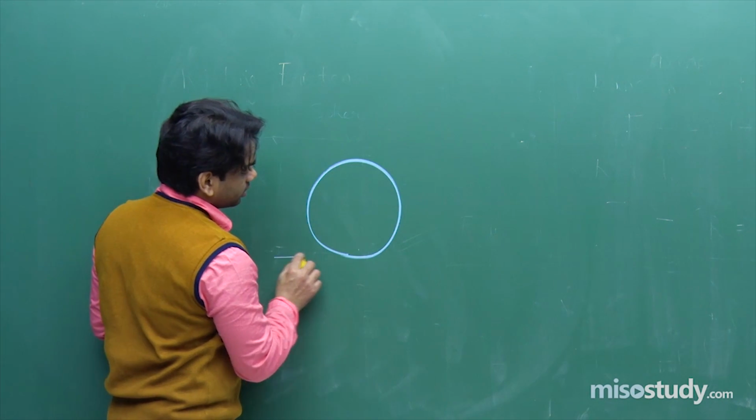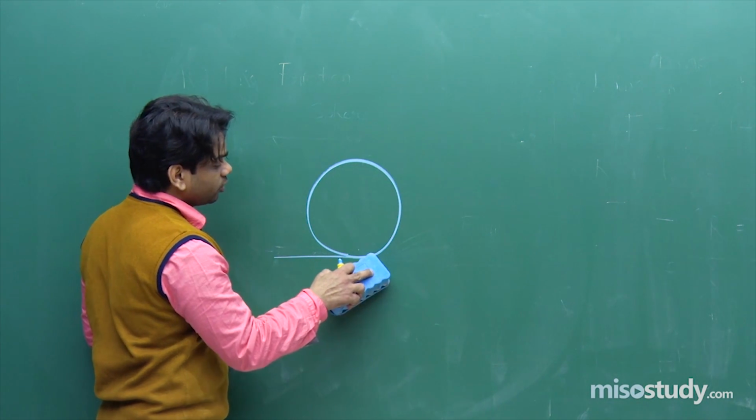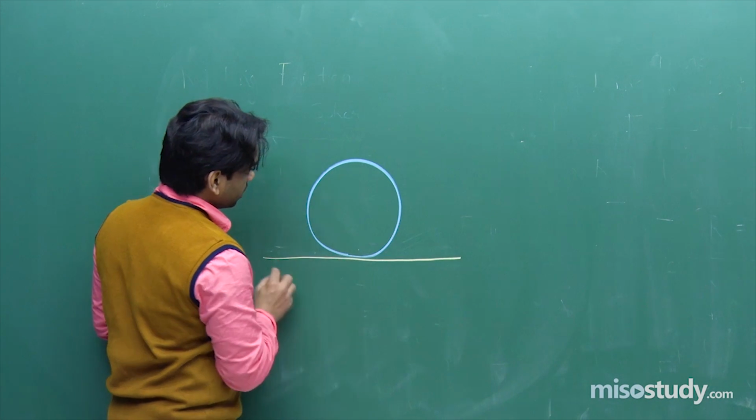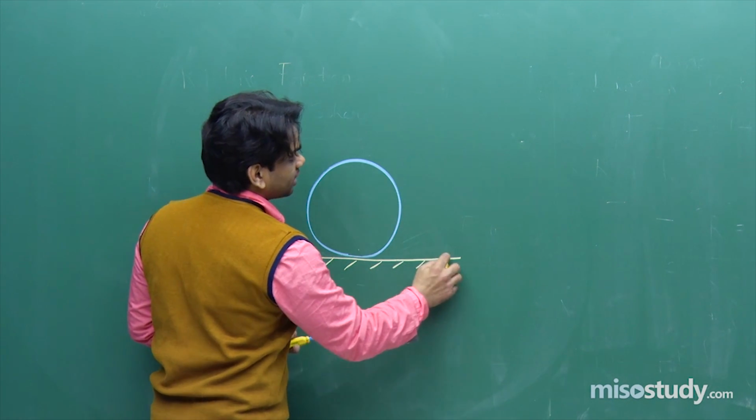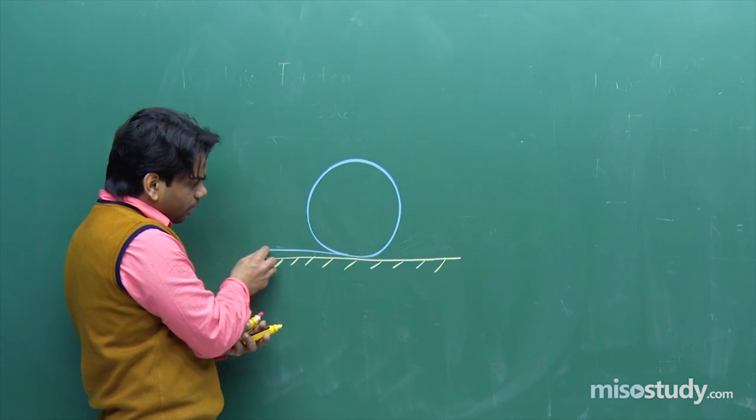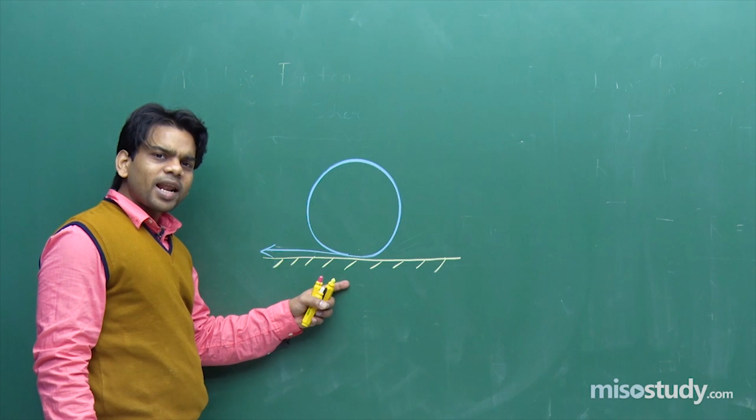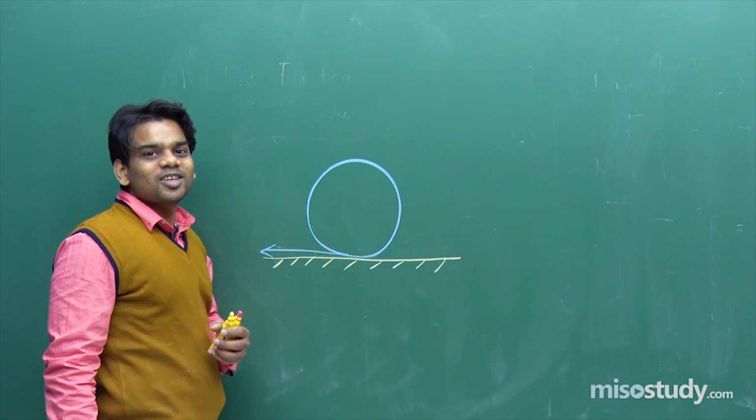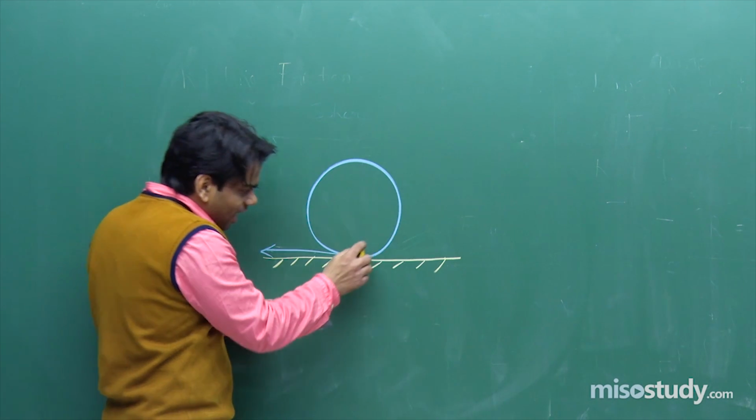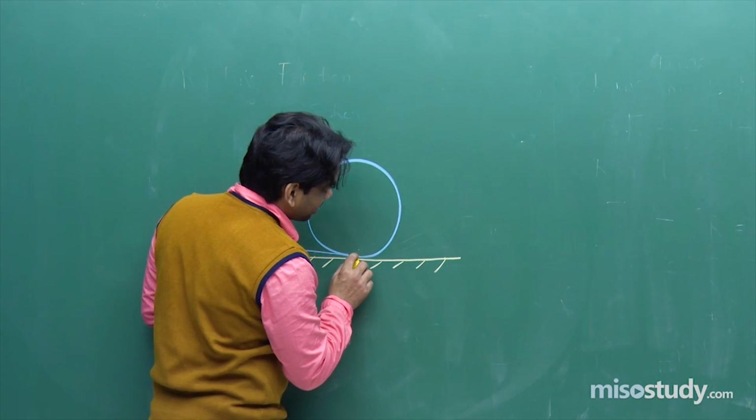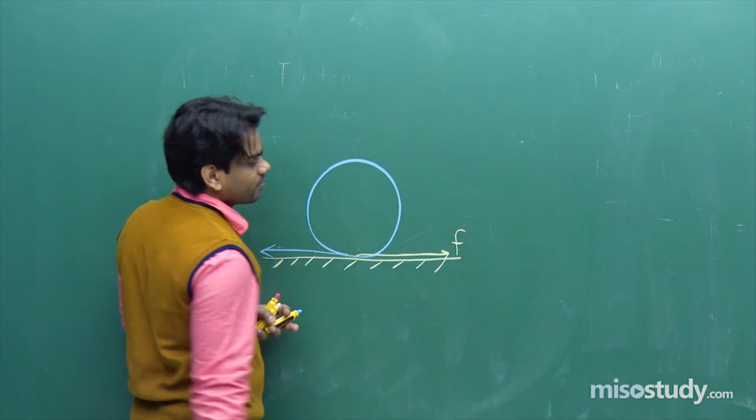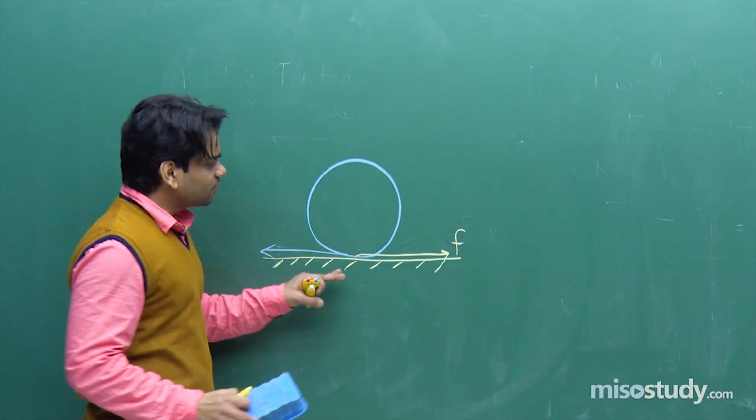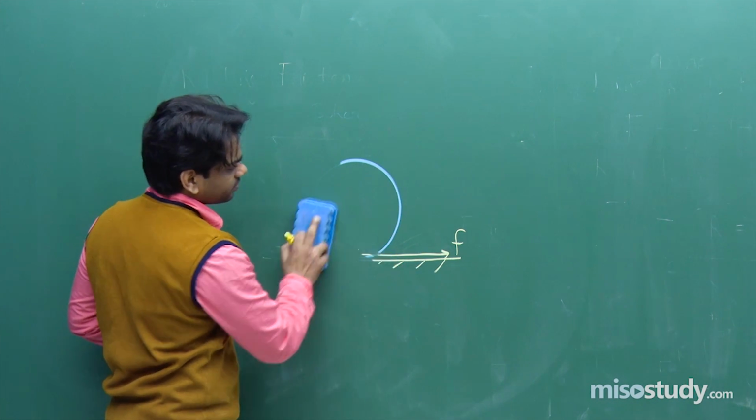This bottommost point, which is touching the surface, is actually trying to move in the backward direction. If it is trying to move backward, that means its relative motion with respect to the surface is towards the left hand side, towards the backward direction. Hence, the friction force has to act in the forward direction. That is the logic behind it. So we are not disturbing any law. Friction force is acting in the forward direction.